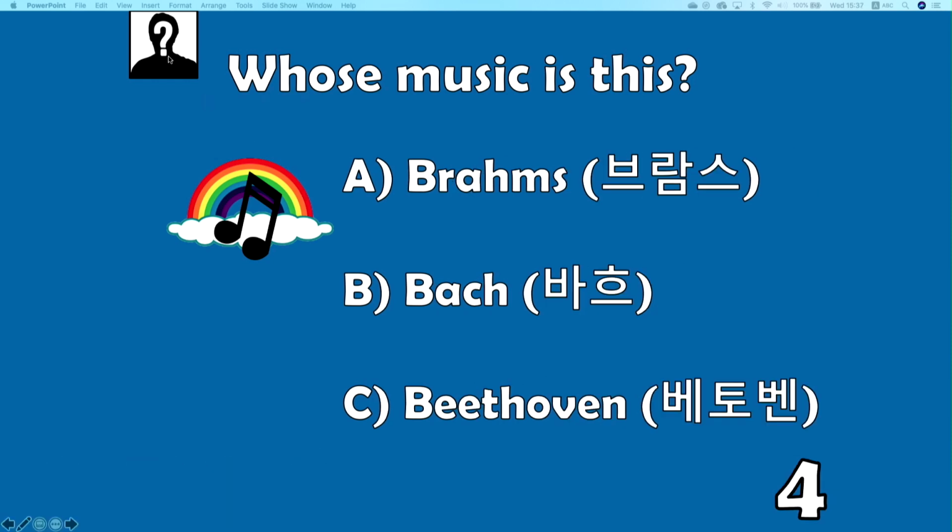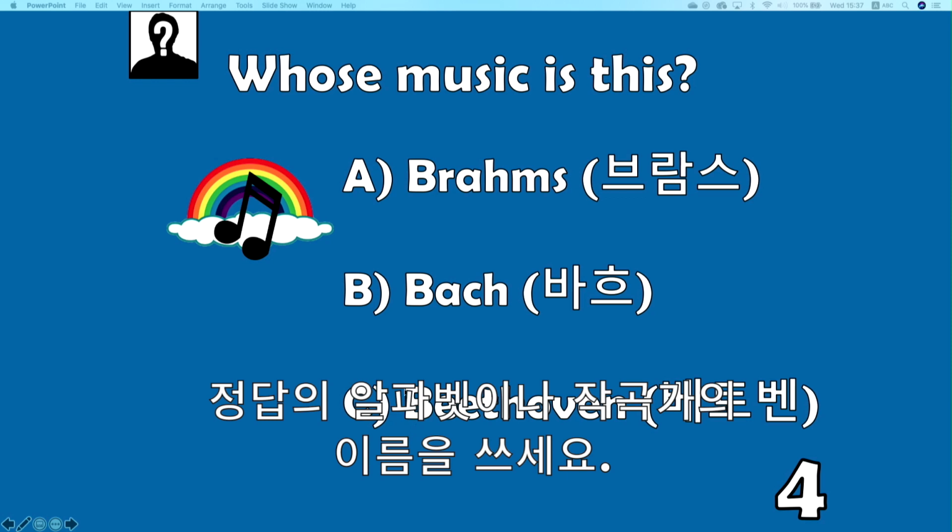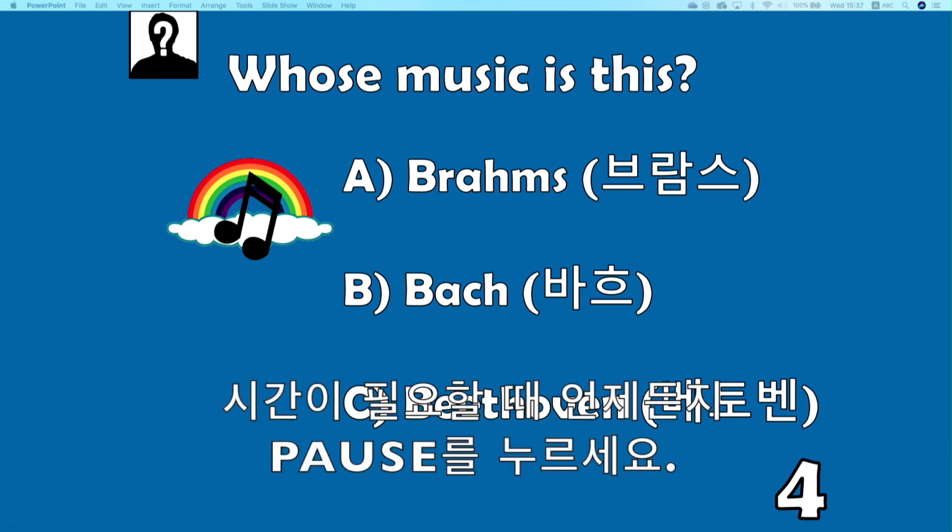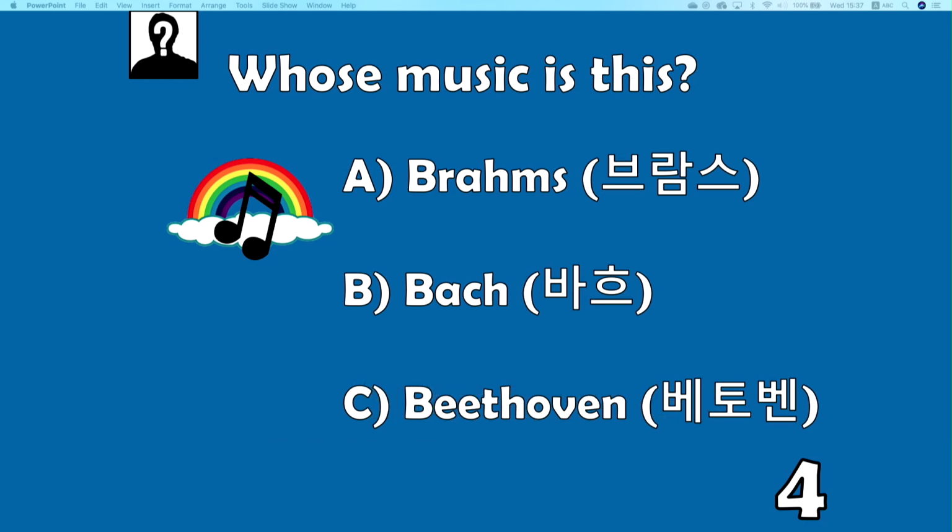Listen first. Whose music is this? A. Brahms. B. Bach. C. Beethoven. Write the alphabet or composer's name. Always press pause when you need time.